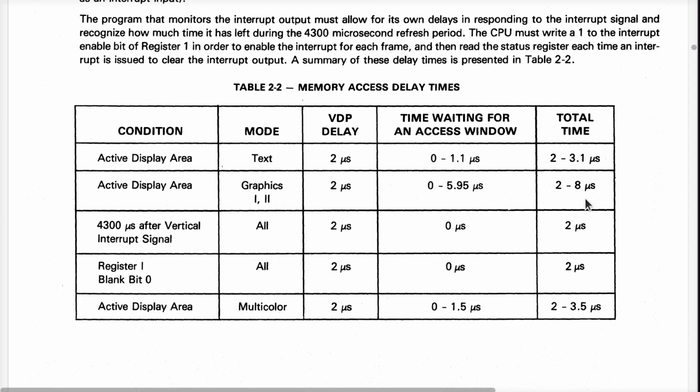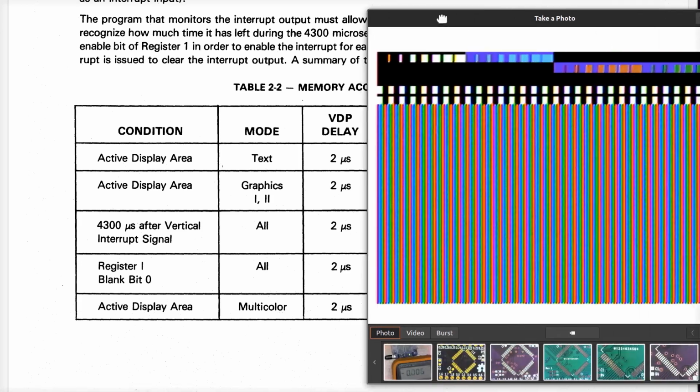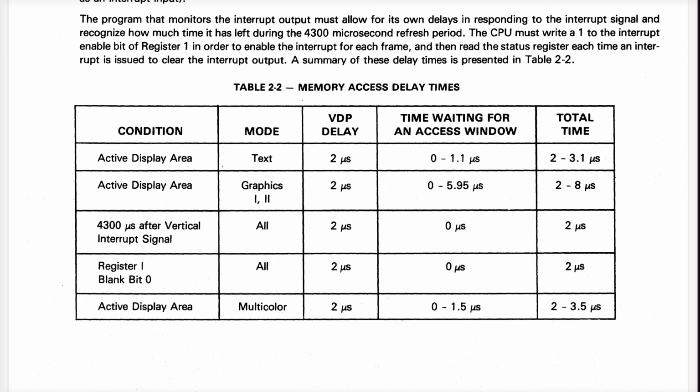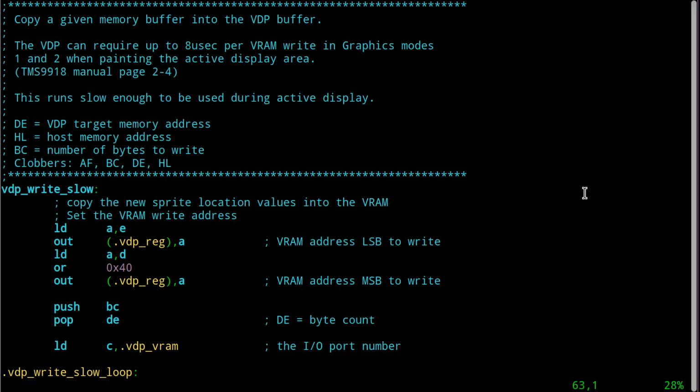All right, if you exceed this and the VDP is currently drawing in this area, it'll throw those bytes away and you'll fail to configure the memory and you'll end up with a messed up screen or some bad settings or something like that. So our goal is to write no faster than 1 byte every 8 microseconds. And that is the goal of the write slow routine, right?